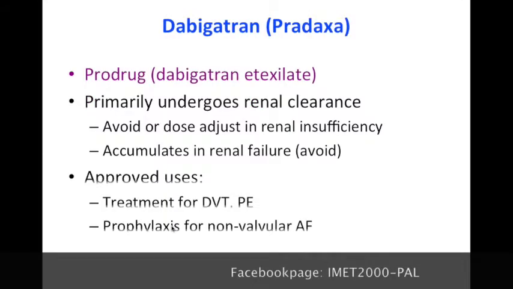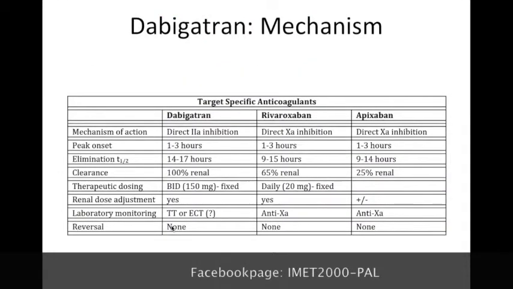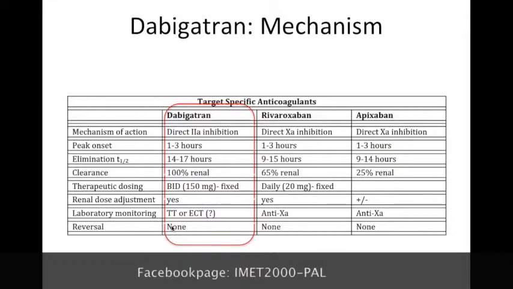So Dabigatran is a prodrug, so it undergoes conversion to the active drug, and its clearance in the body is primarily through the kidney. So we avoid it or dose adjust it in patients with renal insufficiency, and we avoid it entirely in patients with renal failure because it will accumulate. Its approved uses are for treatment of deep vein thrombosis or pulmonary embolus and prophylaxis for atrial fibrillation if the patient does not have a mechanical valve.